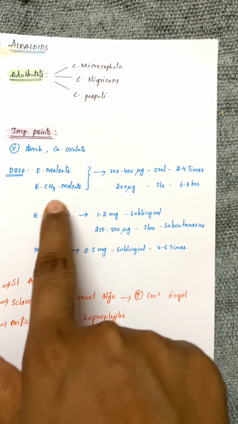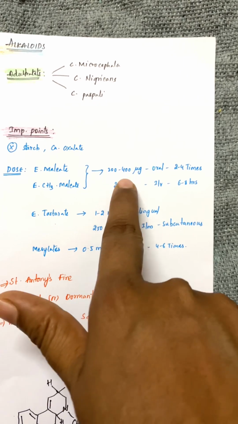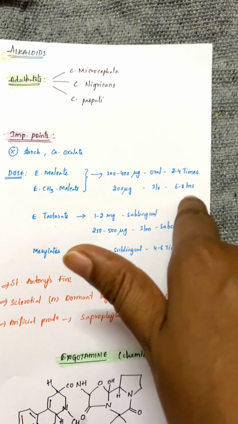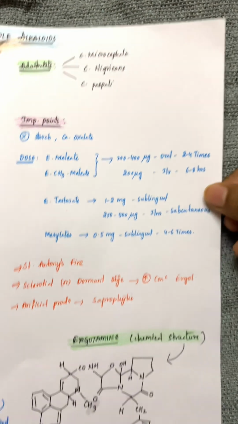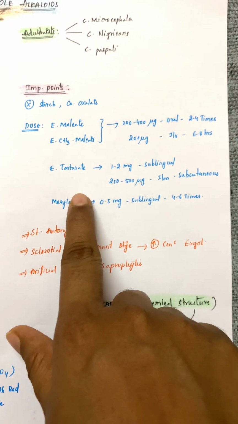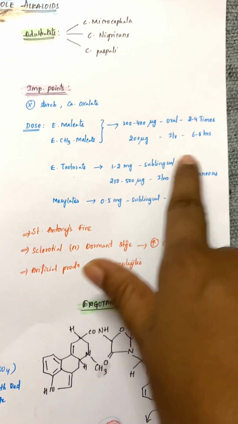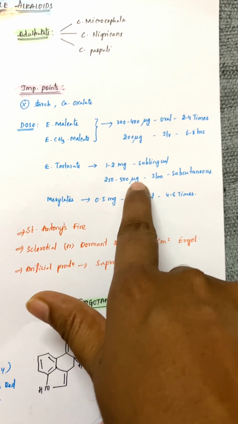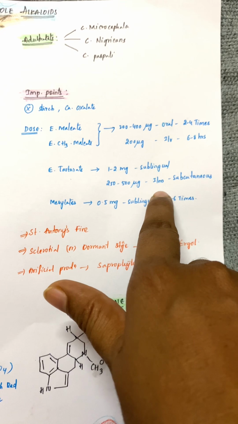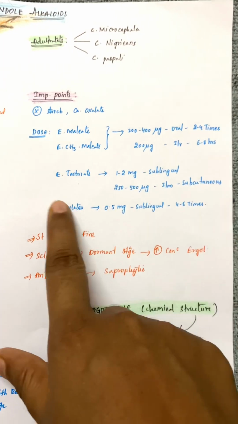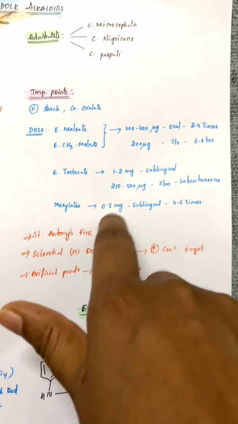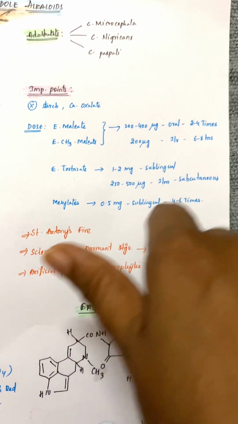Now methylergometrine maleate is given at a dose of 200 micrograms intravenous at 6 to 8 hours interval. Then we have ergotamine tartrate, 1 to 2 mg sublingually, or it can be given as 250 to 500 micrograms intramuscular or subcutaneous. Then we have ergot mesylates, given as 0.5 mg sublingually 4 to 6 times a day.